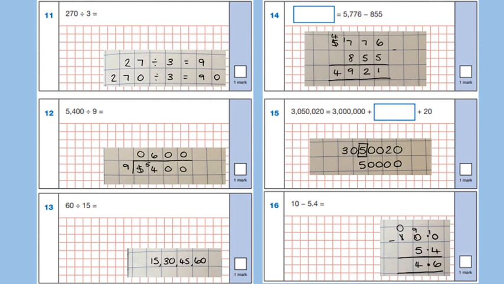We move on to the next number, which is a 5. Now, as you can see underneath, I have then written out the 5 with the remaining zeros afterwards, which means that the place value of that digit there is 50,000.